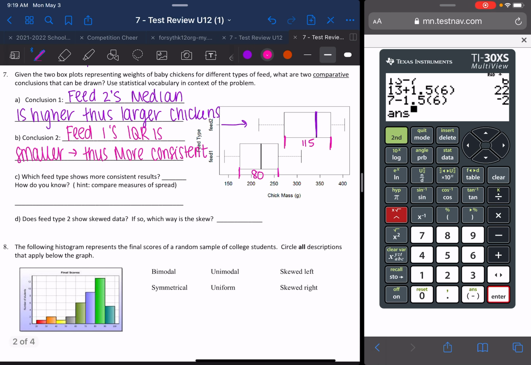So, since we just said that, part C wants to know who's more consistent. We can say feed 1 because the spread is smaller. So we have a smaller IQR, which is a spread.